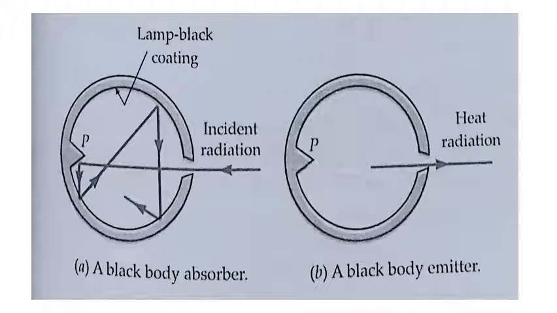Here is the diagram. The A part represents the black body absorber. You can see that inside it a lamp black coating is there. Incident radiation enters and it is reflected many times within the body itself. And the B part represents the black body as an emitter through which the heat radiations are coming out.